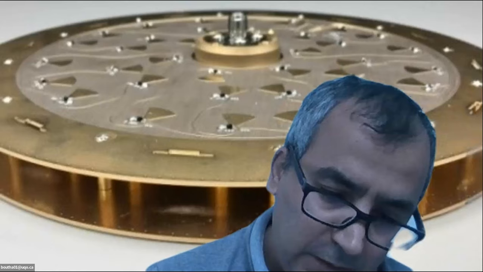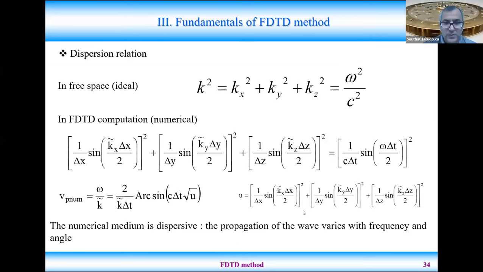Let's stop sharing this one. I should not make a mistake. Share. Okay, I'm sure that you can see now. So the one that I wrote was this term here. The second term is the same thing, but with delta y, and here we have delta z, and here with delta t. So this is really based on the Helmholtz equation. And this equation we call the dispersion relation in FDTD.